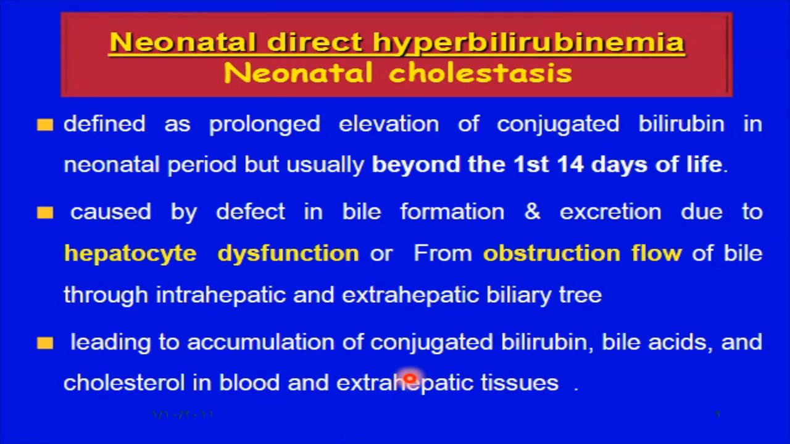Now, neonatal cholestasis is defined as prolonged elevation of conjugated bilirubin in the neonatal period, but it usually occurs beyond the first 14 days of life. It is caused by defect in bile formation and excretion due to either hepatocyte dysfunction or obstruction of the flow of bile through the intra and extrahepatic biliary tree. It will lead to accumulation of conjugated bilirubin, bile acid, and cholesterol in the blood and in extrahepatic tissue.